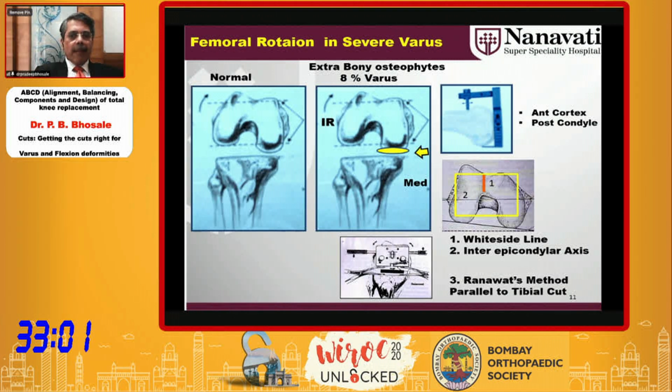This is very interesting but very important, and it can misguide you. So remember, you must see all the other parameters like white side line, intercondylar line, interepicondylar line, and also you can check the Ranawat's method, which is parallel to the tibia. So everything should be considered together to fix your rotational alignment, and just take care of this. You may get some cases where there's extra bone, and even with 3 degrees you may land up with some internal rotation.